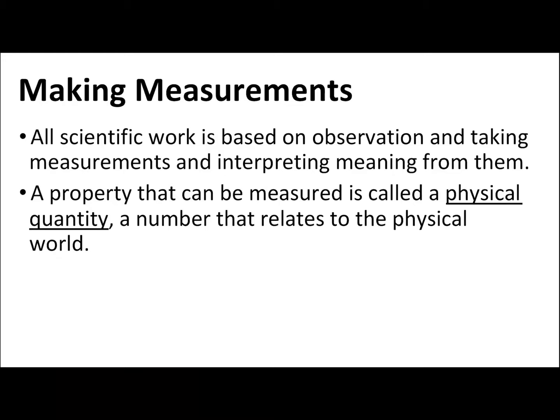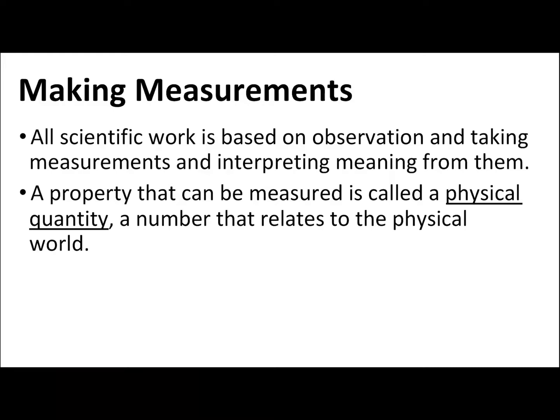We have a term for these things that can be measured, and we call them physical quantities. I'm going to use this term a lot in class, and I just want you to remember, what is a physical quantity? It's just something that can be measured. It's exactly what it sounds like. A quantity is just a value. Physical means it relates to the world, like it's an actual thing.